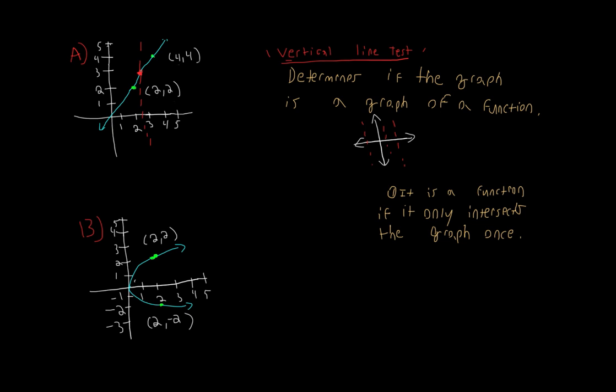Let's go again. What is a domain? Let's do the domain. The domain are all the x values, 2 and 4. 2 and 4. Okay, and what is our range? Our range are all the y values. It's also 2 and 4.